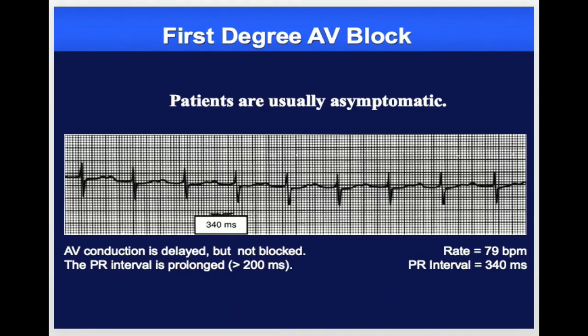The first degree AV block. In first degree AV block, the AV conduction is delayed, but impulses from the atria are not blocked en route to the ventricle. So the PR interval is prolonged more than 200 milliseconds in a resting adult. Patients are usually asymptomatic, so pacemakers are rarely indicated. However, there is evidence of AV nodal degeneration. Pacing may be required in future should higher level block develop. This is mostly degenerative, age related.